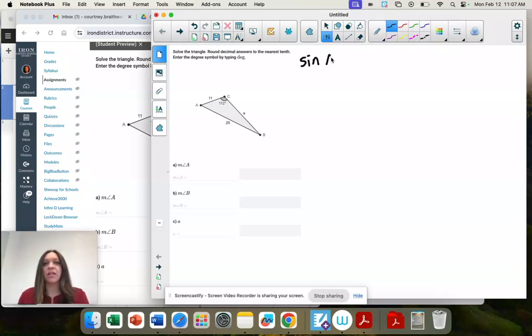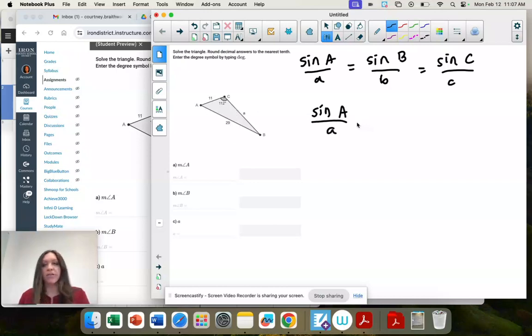Remember, it's sine angle A over side A, sine angle B over side B, sine angle C over side C. Angle A is something we're solving for, we don't know it, and across from that is side A. We don't know side A either. Sine of angle B, B we don't know, but we do know the side length across is 11. And angle C is 112 and side C is 29.